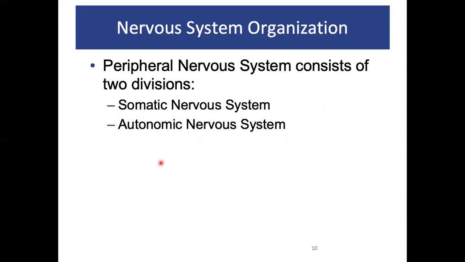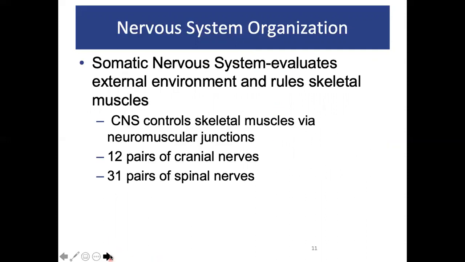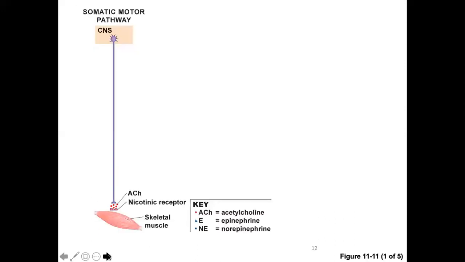The peripheral nervous system consists of two divisions. The somatic nervous system regulates skeletal muscle, and the autonomic nervous system regulates everything else. Your somatic nervous system evaluates your external environment and rules your skeletal muscle. So if you want skeletal muscle to move, let's say you want your biceps brachii to move, your central nervous system is going to think about it and send a signal out through the somatic nervous system to contract that muscle. You have 12 pairs of cranial nerves and 31 pairs of spinal nerves for that system.